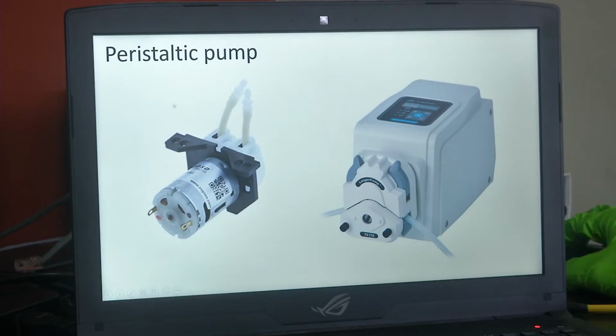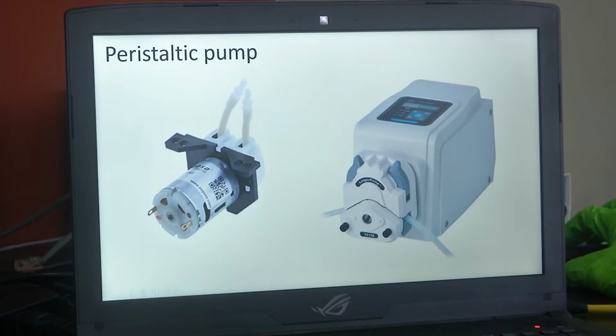This is a 12 volt peristaltic pump over here, and this is a costly peristaltic pump for microfluidic applications. You must have seen one of this kind of peristaltic pump as part of the lab videos. These peristaltic pumps are positive displacement pumps, and they are used for very precise applications, especially in microfluidics, drug delivery and other things, where the flow has to be controlled very accurately.